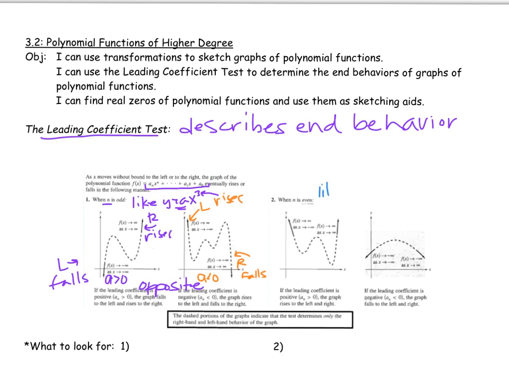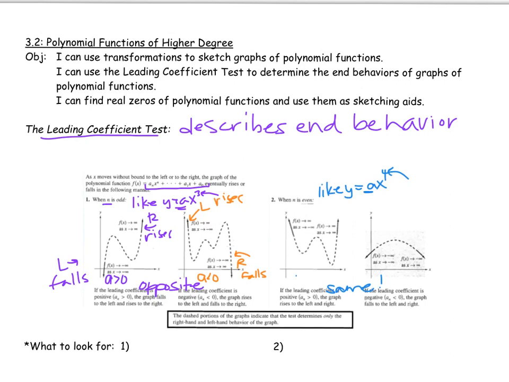So something like a quadratic or a quartic. So like maybe y equals a times x to the fourth. So if your degree is an even number, now both arrows go in the same direction. They'll either both point up or both point down. And you'll get that answer again from your lead coefficient.